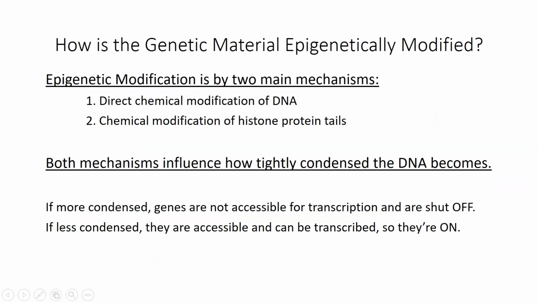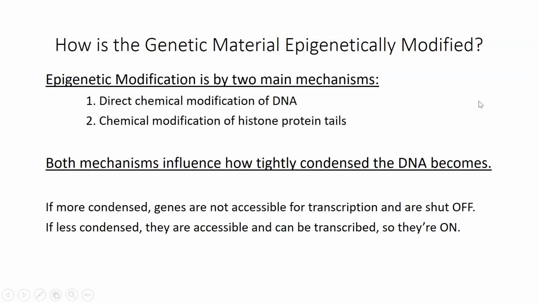Okay, so the details. How is genetic material epigenetically modified? What exactly is involved? This is what we've talked about earlier in the course, and I'm going to review it pretty quickly here. Two main types of epigenetic modifications can come about. One is direct chemical modification of DNA without changing the base sequence, and the other is chemical modification of the histone proteins around which DNA is wound.